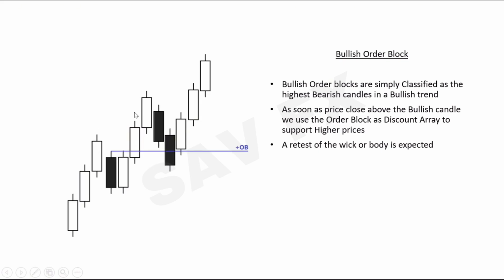Which would look something like this. Price closes above, impulsively moves higher, then draws back into the range, draws back into the bearish candle, which is our order block. And then it reacts off and uses it as support for higher prices. It starts impulsively moving higher. That's our order block.